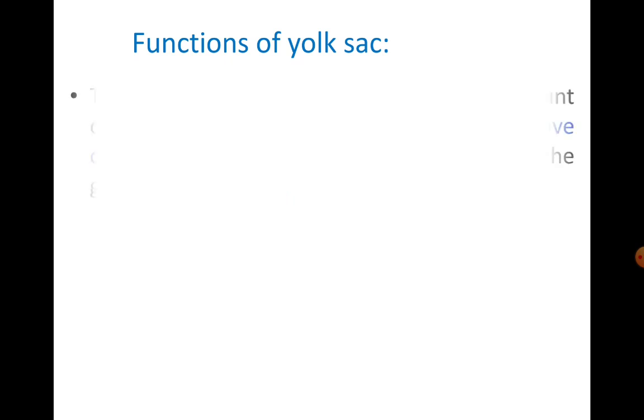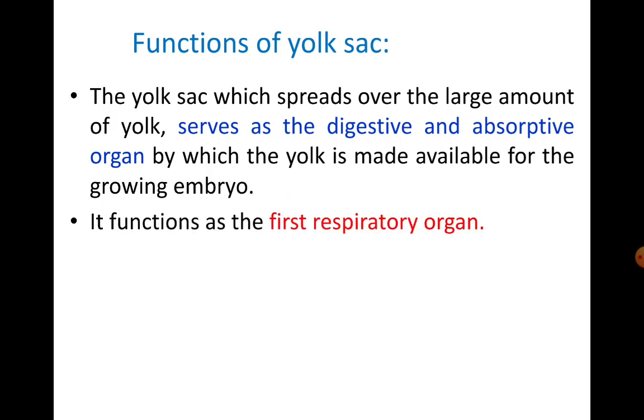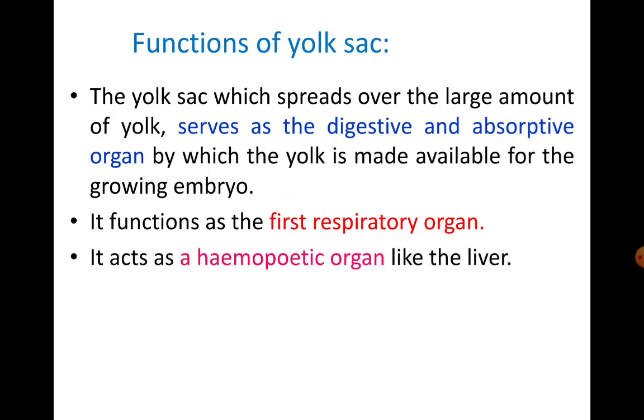Now, what are the functions of the yolk sac? The yolk sac spreads over a large amount of yolk and serves as a digestive and absorptive organ by which the yolk is made available for the growing embryo. It functions as the first respiratory organ. Initially it acts as a respiratory organ, then it is taken over by the other membrane called the chorion. And it also acts as a hemopoietic organ like the liver, aiding in the production of blood cells. So these are the three different functions of the yolk sac.